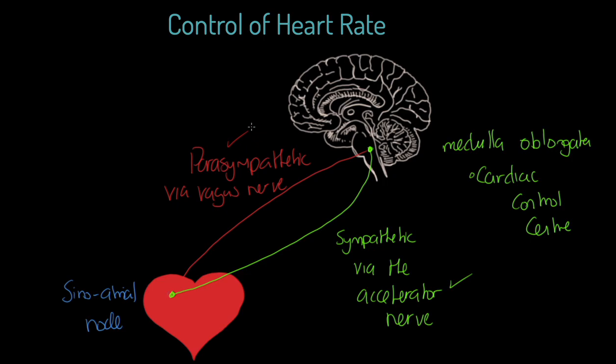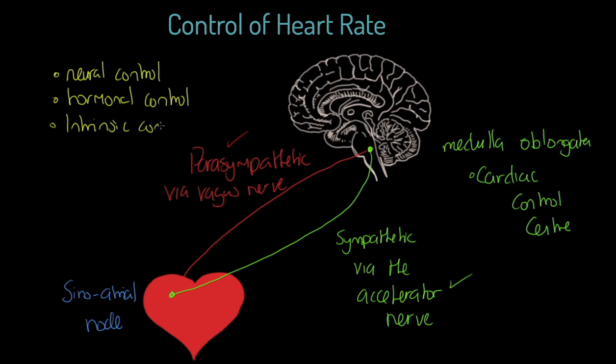Now the question is, how does the medulla oblongata know that these are the conditions in which to act? So I'd like to introduce you to three mechanisms. We're going to look at neural control. We're going to look at hormonal control, and actually the hormone has nothing to do with the brain, and we are going to have a look at intrinsic control. Now the top one of those, which is the neural control, is the one that involves the medulla and the brain itself. So let's address that one first of all.